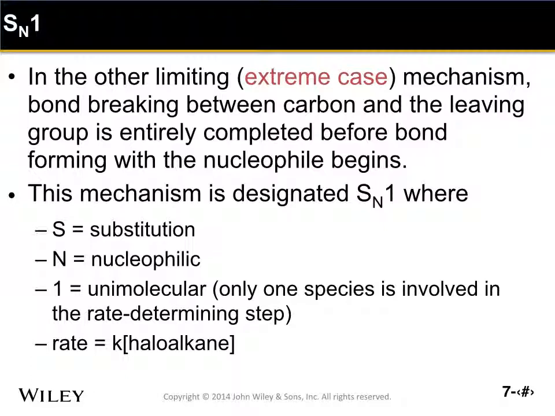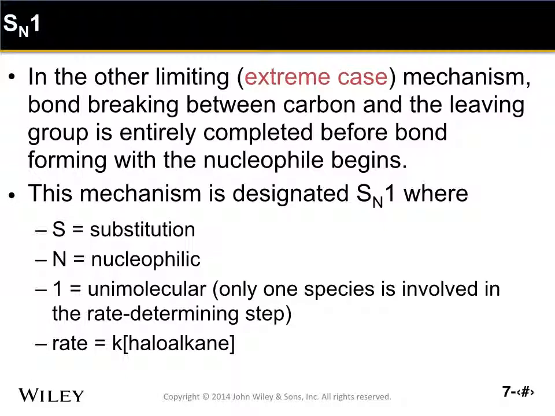In the other case, the bond between the carbon and the halogen, that's the leaving group, breaks first, and it happens completely. That's an SN1 reaction. So that's a substitution. It's also nucleophilic. We substituted the halide for a nucleophile. It is unimolecular in that in this particular case the rate of reaction is only going to be dependent on the concentration of the alkyl halide. The rate equals a rate constant times the concentration of the haloalkane.